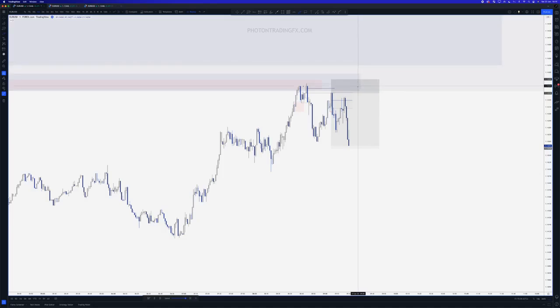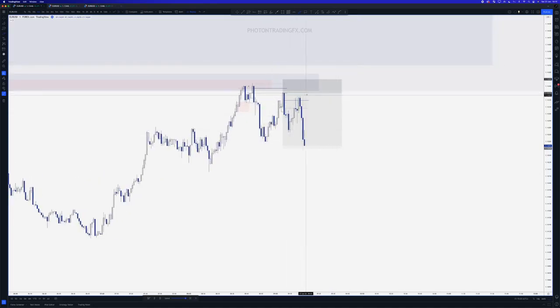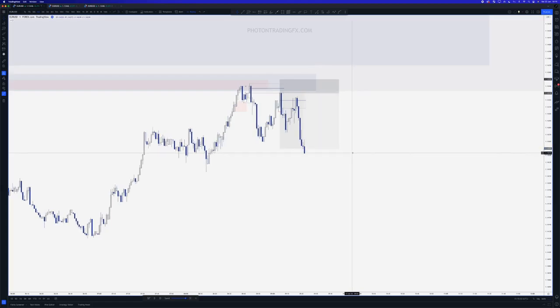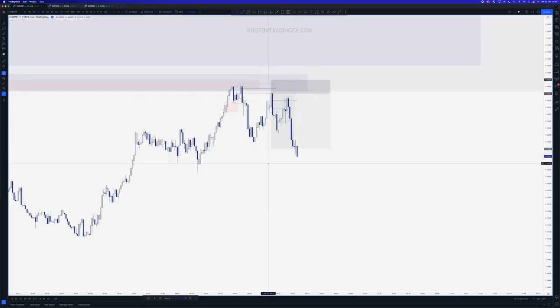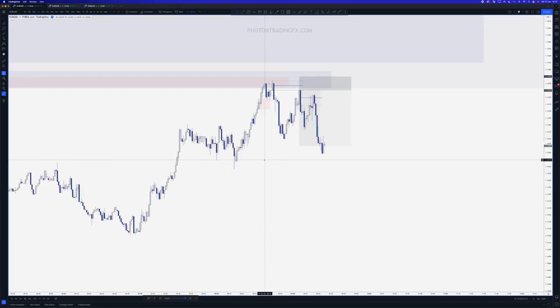But keep your management nice and strict, whether you use trailing to break even or your partials, and then you don't need to worry about it. You just let your risk be removed, right? So now your risk would be removed from this trade, right? So let's play this forward a little bit and speed this up, okay?